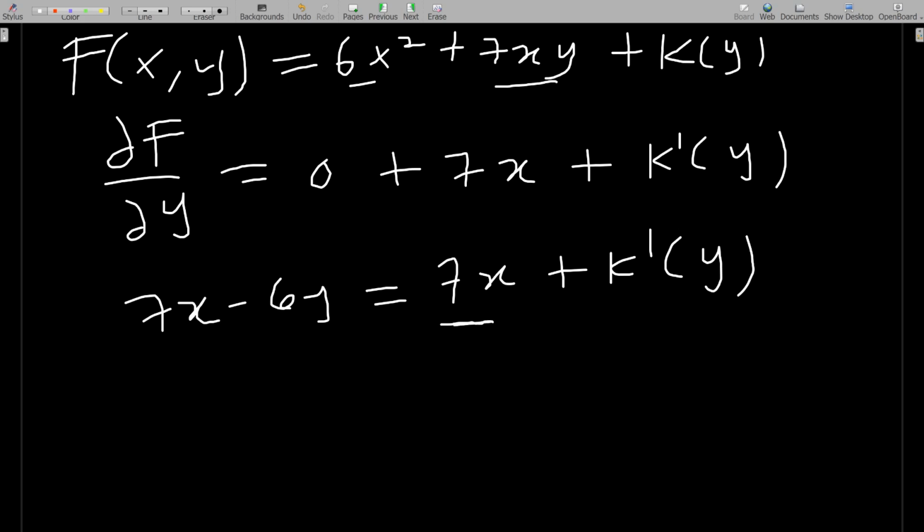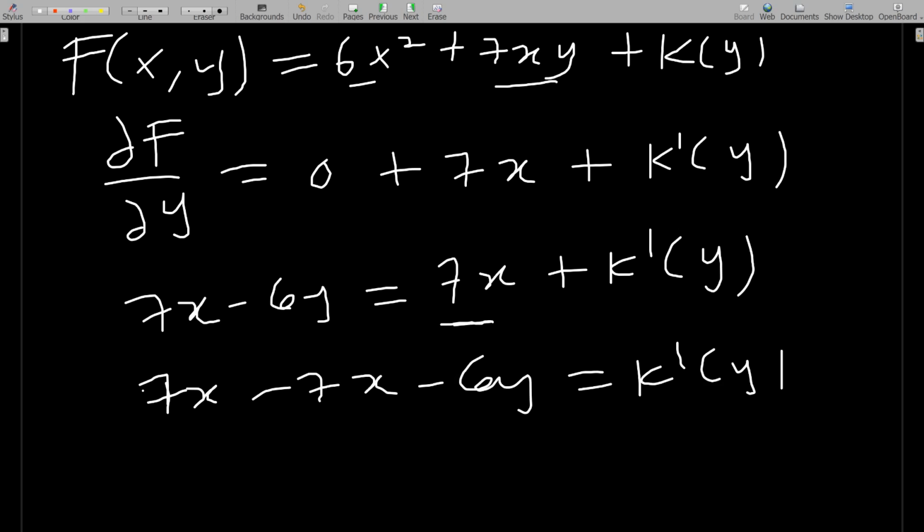I have 7x minus 7x minus 6y is equal to k prime of y. Okay, and this will cancel this. So I have k prime of y being equal to minus 6y. Okay, so if I want k of y, then I have to integrate k prime with respect to y.